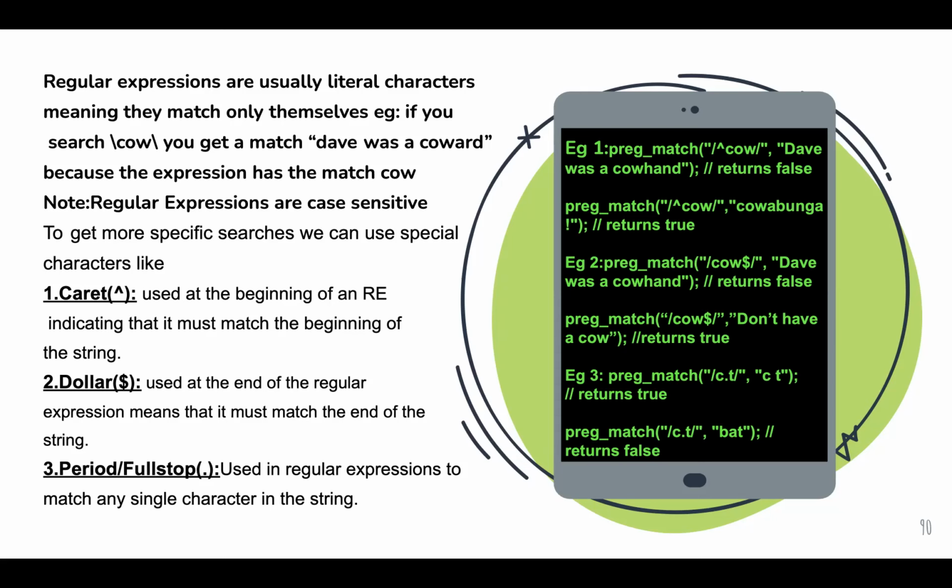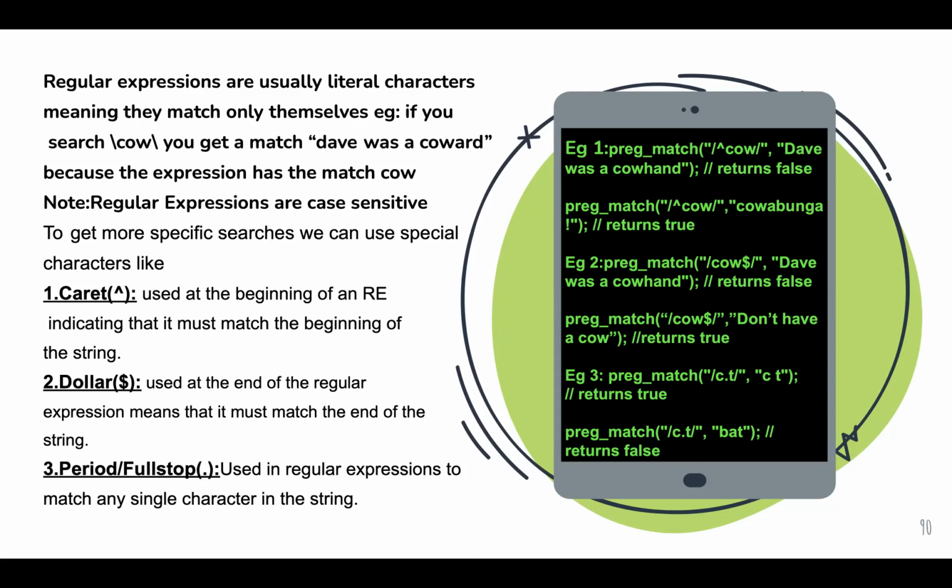The dollar sign is used at the end of the regular expression, and means that it must match the end of the string. If you want to search for a string which ends with the word cow, then you use cow followed by a dollar. For example, you can take the input don't have a cow, then that will return true because cow is the last word in the string.